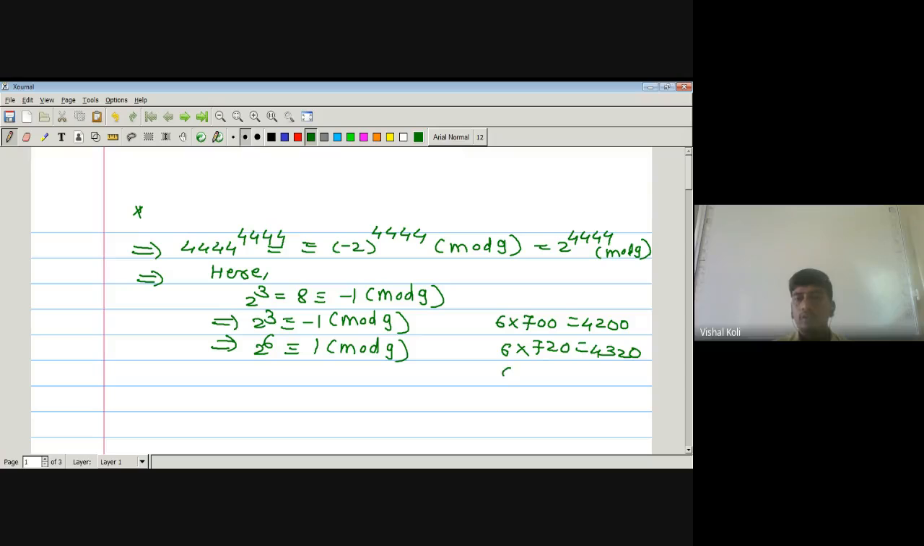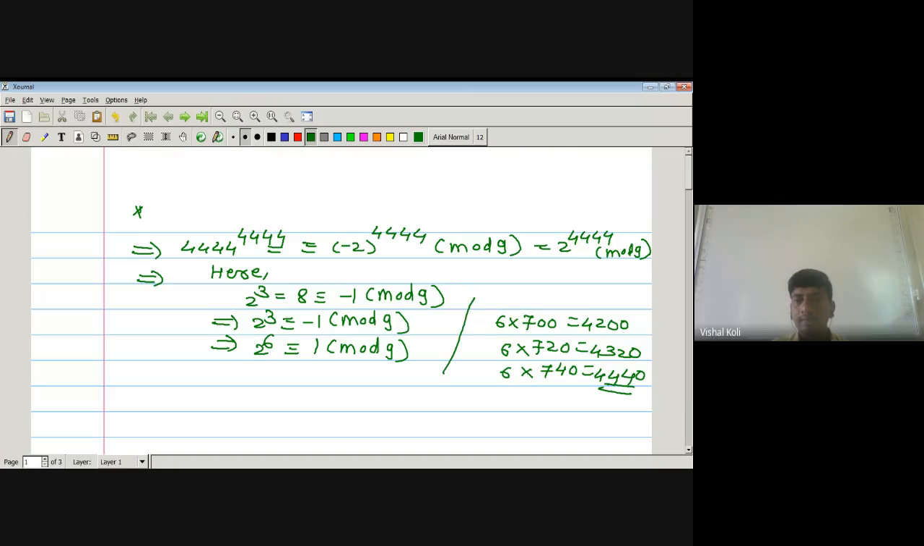4320. 6 into 740 is nothing but 4440. 6 into 7, 42 plus 2, 44. If we take the value of k equal to 740, then 2 to the power 6k is nothing but 2 to the power 4440. Therefore, here we take the value of k equal to 740.